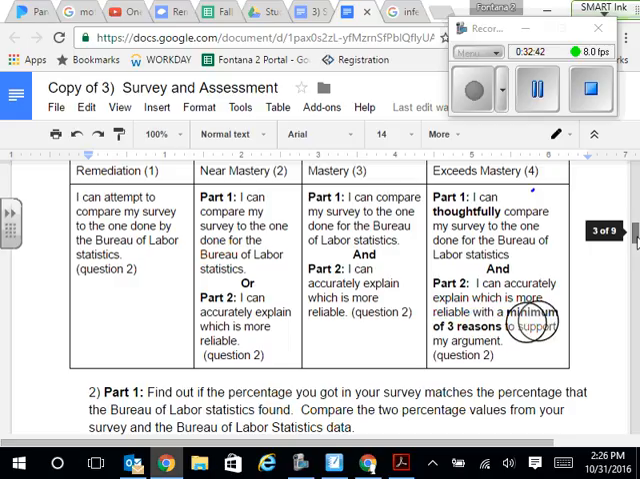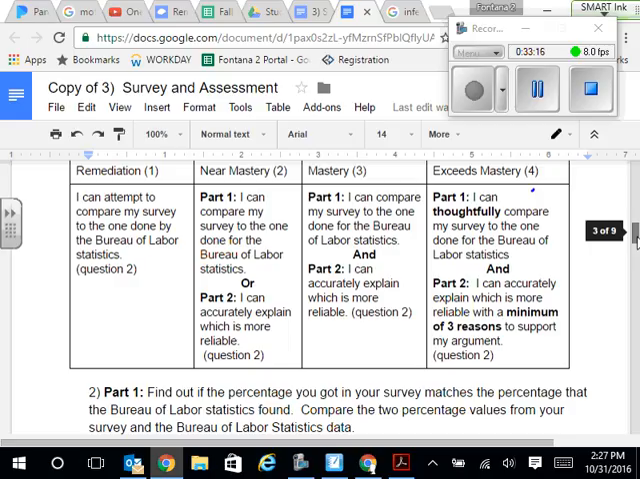Down here at the bottom, let's see what instructions they give us to be able to do that. All right, so we're going to have to go into the computer and find out if the percentage you got in your survey, that's that 5%, matches what the Bureau of Labor Statistics found. Compare the 2 percentage values from your survey and the Bureau's. Which survey results should be more accepted and why?